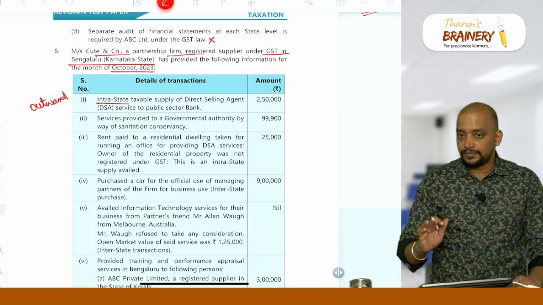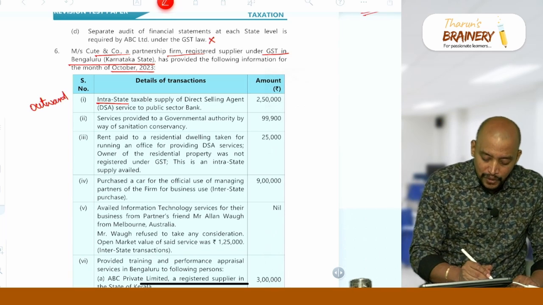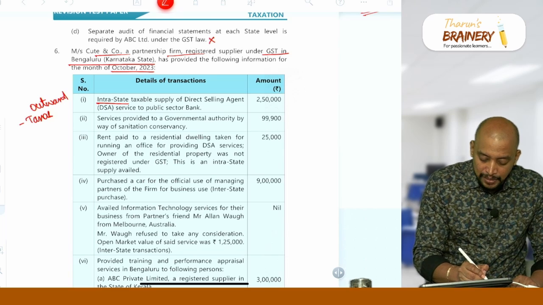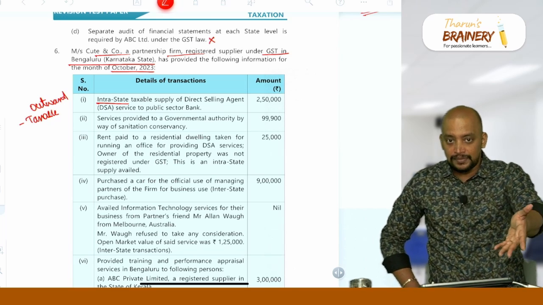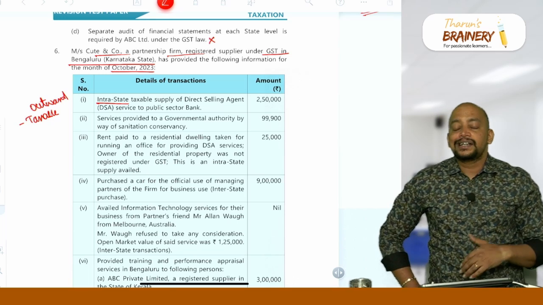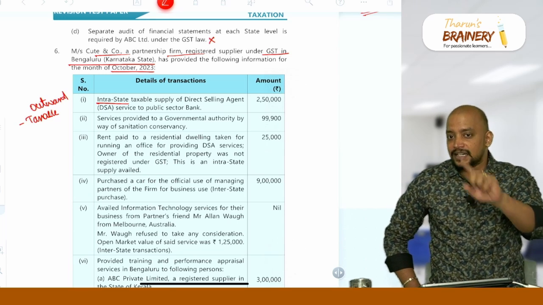Now, outward, do we have any exemption for direct selling agent? No. So outward, it will be taxable. The next thing you need to check is the supply, outward supply and taxable. And is it FCM or RCM? For direct selling agent, we have RCM.